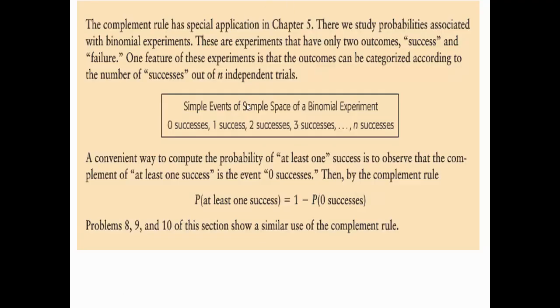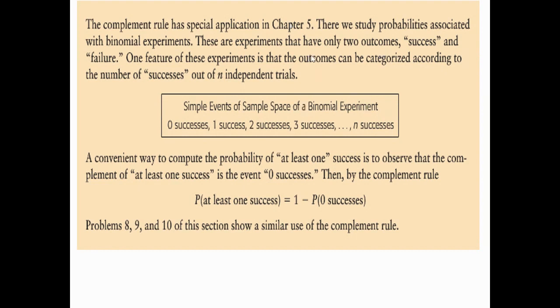All right. This set of problems makes use of the complement rule. What the book tells us is that we're really going to study this in chapter 5, which we're not there yet. But there we'll study probabilities associated with what are called binomial experiments. Binomial experiments have two outcomes, a success and a failure. One feature of these experiments is that the outcomes can be categorized by the number of successes out of independent trials. If you have a simple event in a sample space, you could have 0, 1, 2, 3, 4, all the way up to n successes.